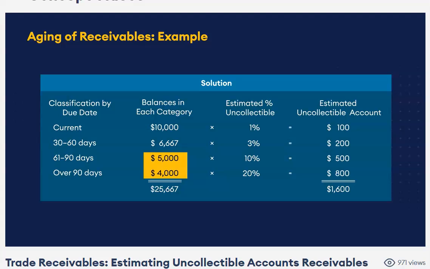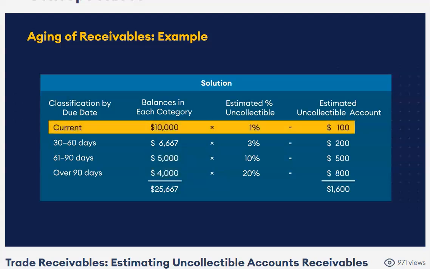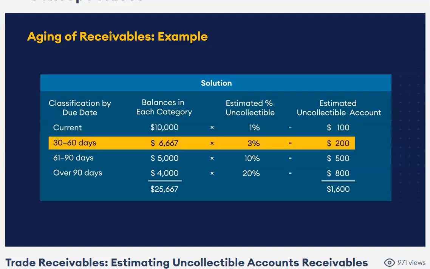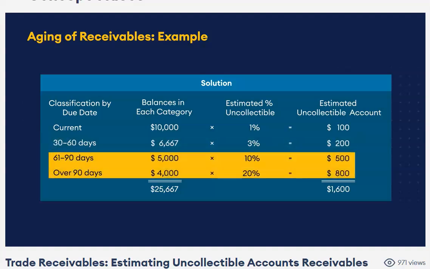That's pretty old. So what they do is they say, okay, if it's current, we assume 99% of that is going to get collected. We're going to assume a 1% uncollectible rate. If it gets to be 30 to 60 days, we're going to bump that up to 3%. Goes 61 to 90 days, we're going to bump it up to 10. And if it gets older than 90 days, 20.